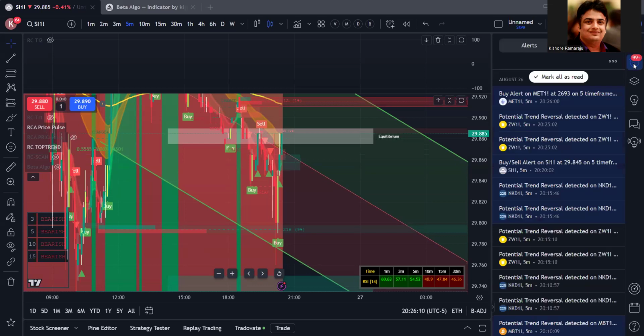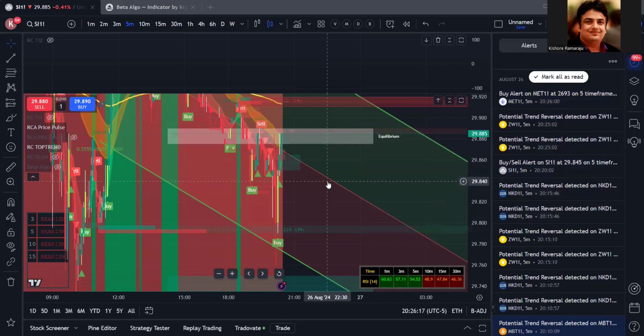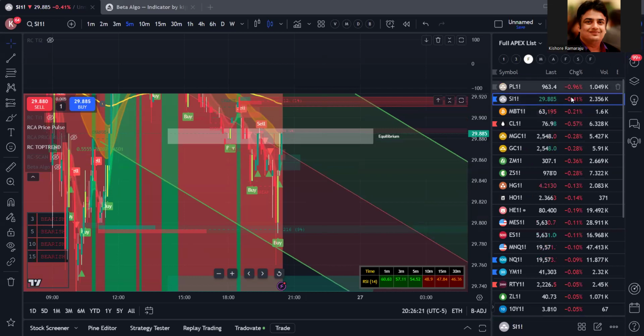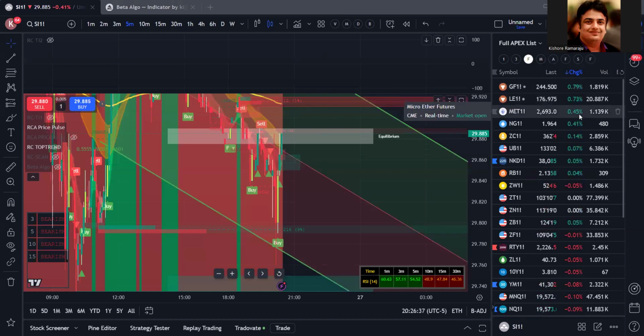Again, we already set the notifications. So whenever we receive a notification on silver or crude oil, that we identified which are the tickers we need to focus. Generally, these are the most bearish tickers: platinum, crude oil, silver, and then soybean meal. Bullish, only natural gas, Ethereum, but there is not much volume.